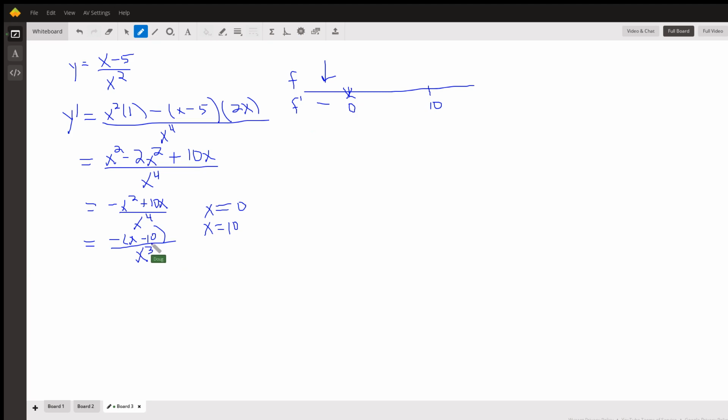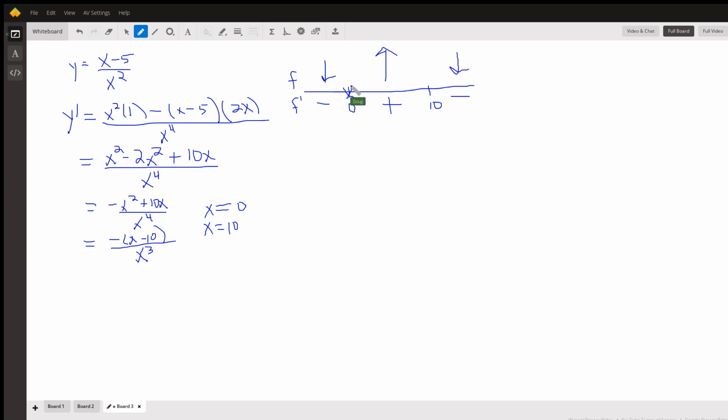Between 0 and 10, put a 2 in here. 2 minus 10 is negative 8. Opposite of negative 8 is 8. 8 over 8, positive, increasing. And to the right of 10, like an 11, we get negative, decreasing.